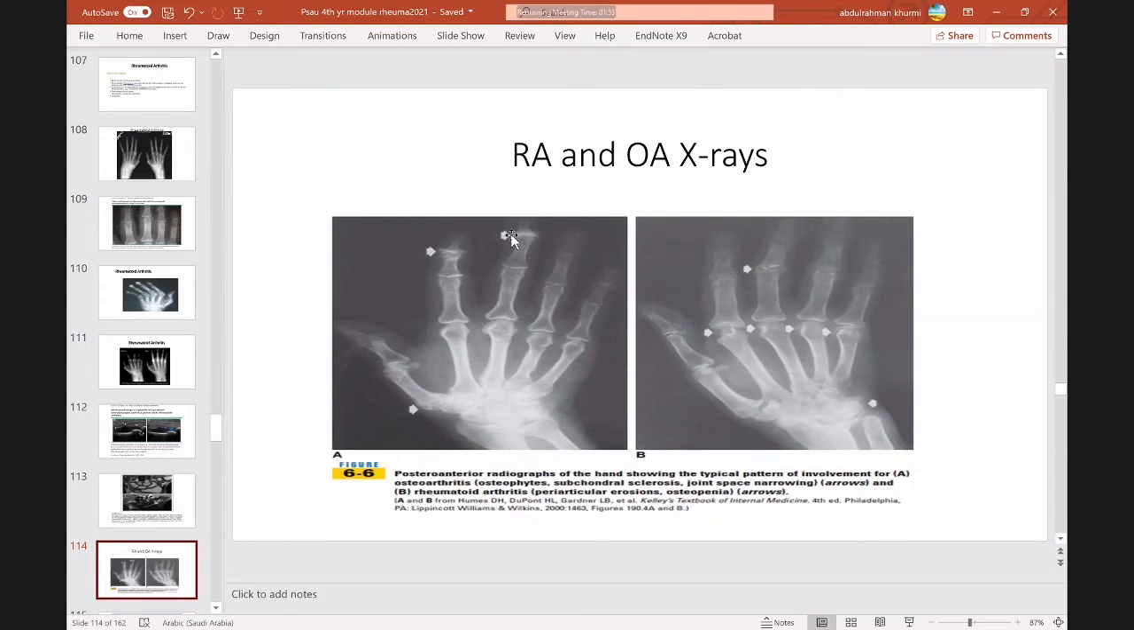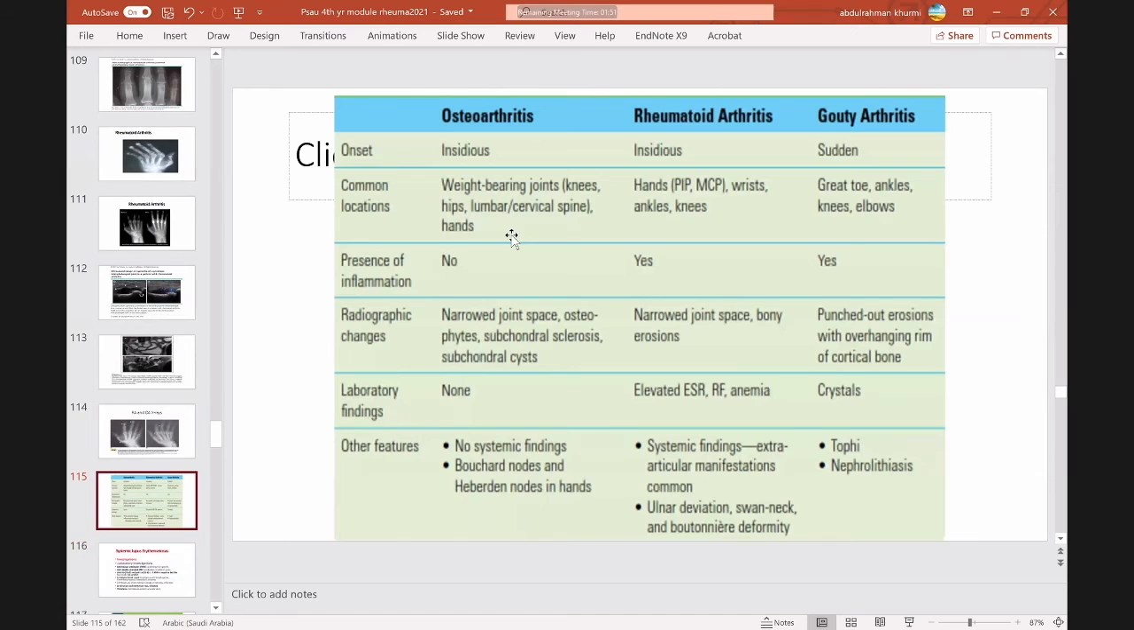This is the main differences between gouty, osteoarthritis, and rheumatoid. Gout attacks come suddenly and go away by themselves. Initially, it attacks one joint, lasts for a few days, and then goes away. After some time, another attack comes. After a long time, it causes lesions and deformities. Okay?